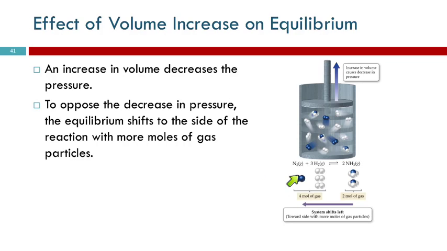You identify how many gas particles by just looking at the balanced chemical equation and counting up how many moles of each gas substance. Here they're all gases, and so we have 1 nitrogen, 3 hydrogens. That's a total of 4. And over on the right we have 2 ammonia molecules, and so that's 2. So it will shift towards the side with more gas particles.